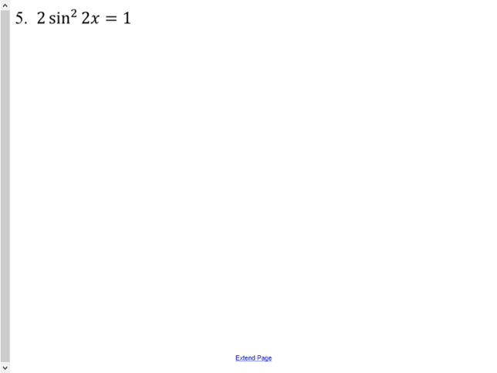Next, 2 sine squared of 2x equals 1. Okay. Solving just like normal, just recognize that it is a square, so divide by 2 on both sides, and I get sine squared of 2x equals half. Now we can't divide by 2 in the middle there, by the way, so we'll deal with that at the end. Right? So now that's going to be dealt with at the end.